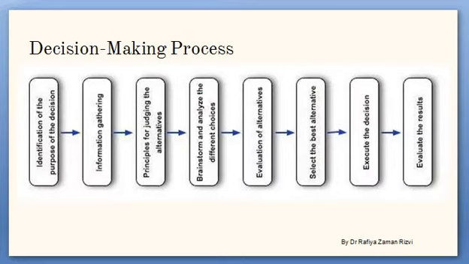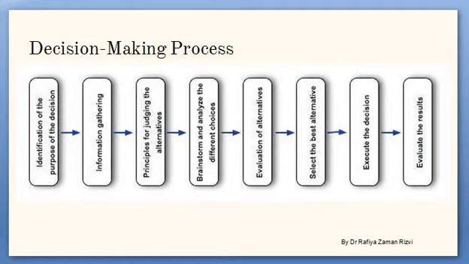What is decision making process? What are the steps that are involved in decision making process? Okay, so the first step is identification of the purpose of the decision. So why do you need to take the decision? That is the very first and foremost thing to do. Identification of the purpose, the reason why you have to take the decision, may also be referred to as identification of the problem.